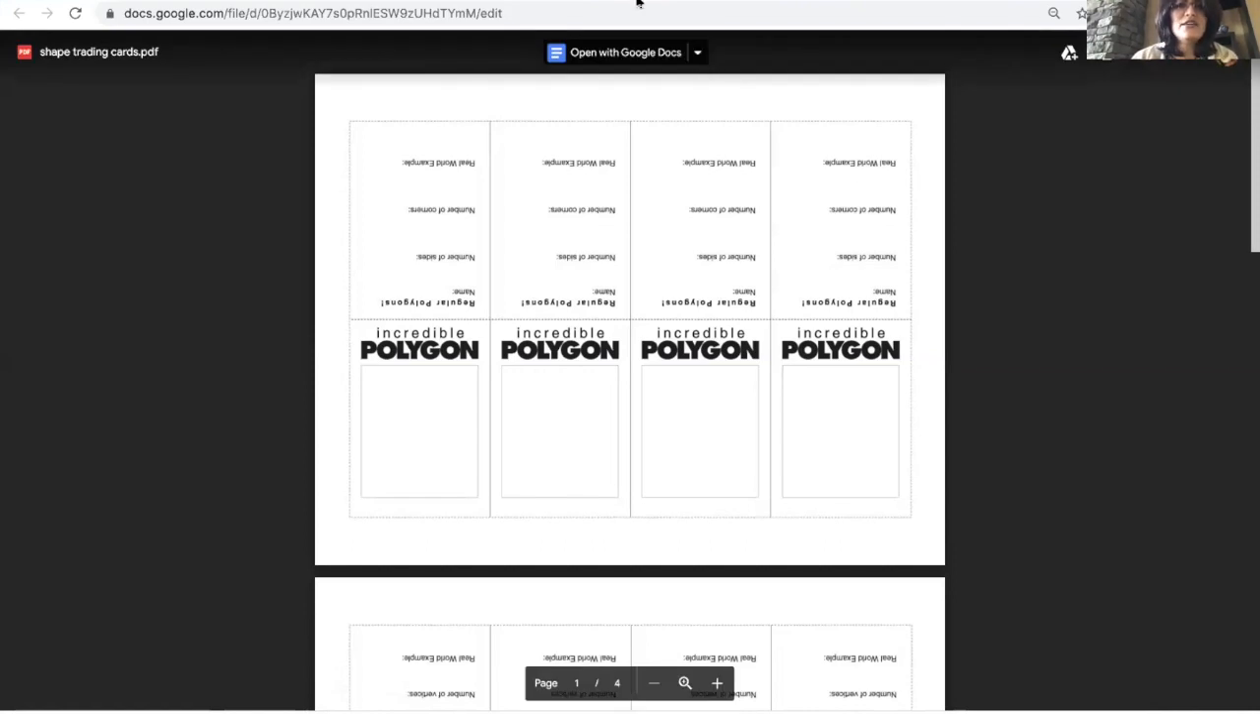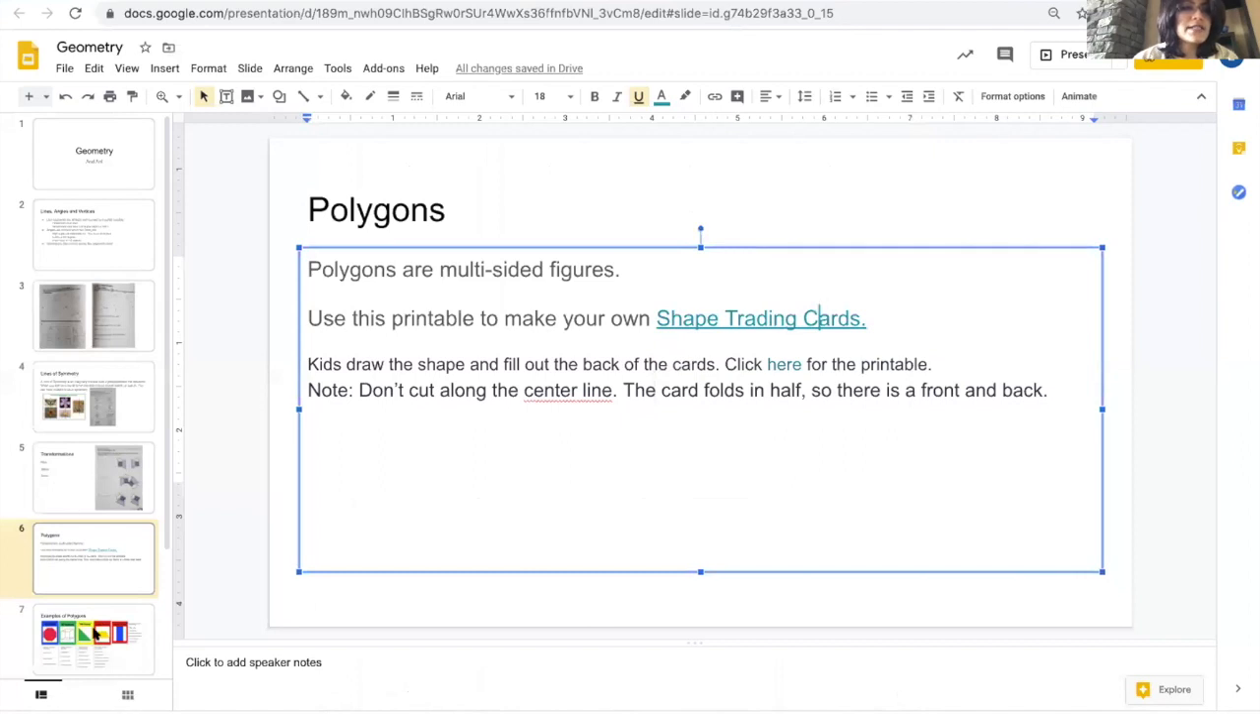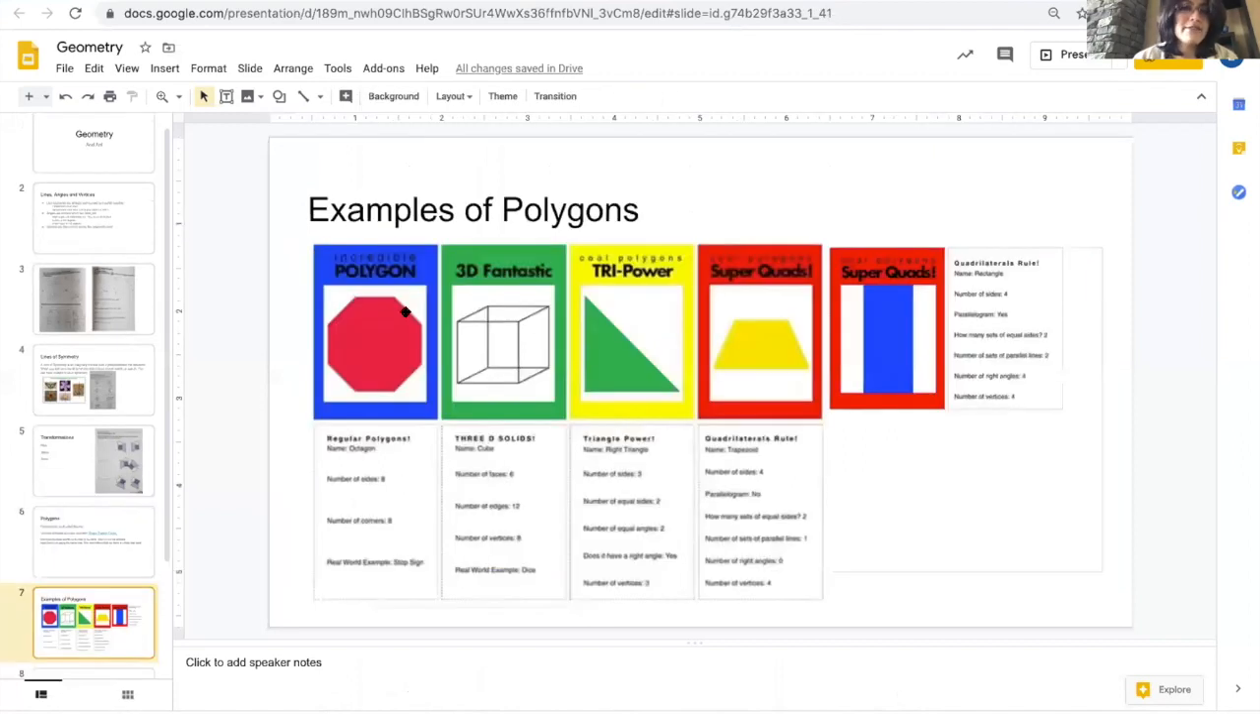You do not need to share this. This is more for you to practice. Here is another example of what they would look like. And if you're stuck on any, you could choose some of these to get you started. So for example, you have the incredible polygon here. This is an octagon, and it tells you the number of sides. It's 8. The number of corners or vertices would also be 8. And then a real world example to challenge yourself, for example, a stop sign is an octagon.